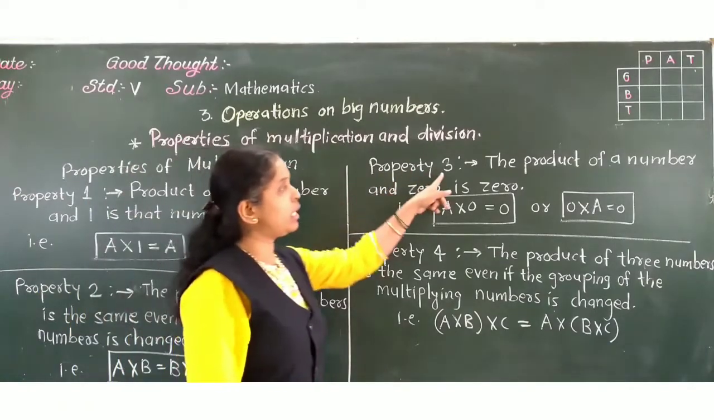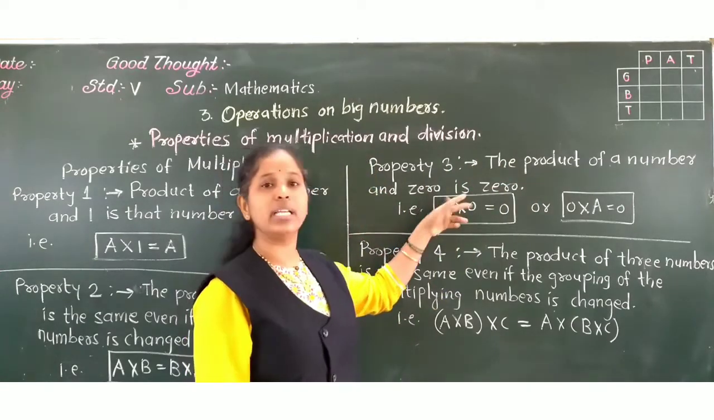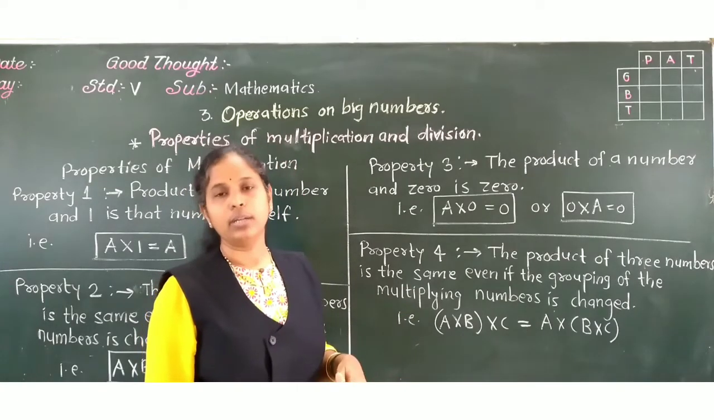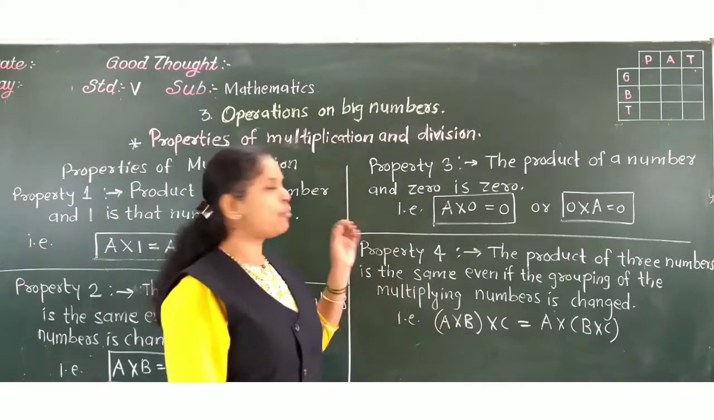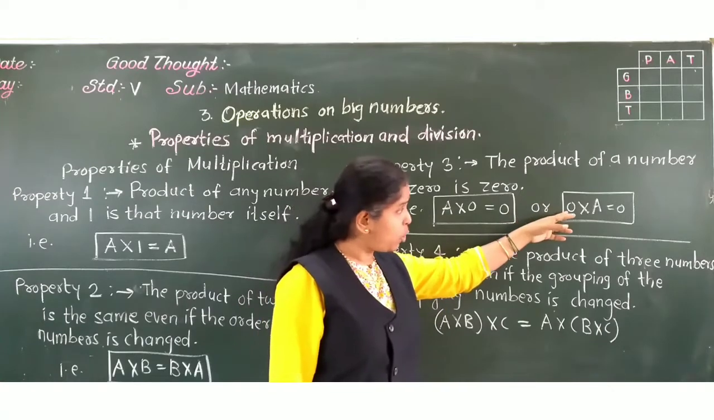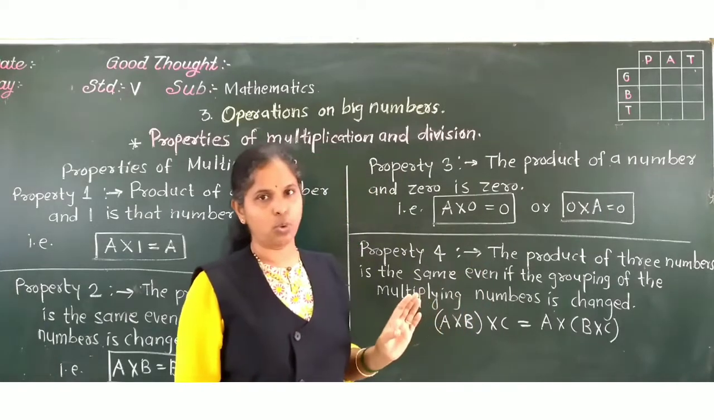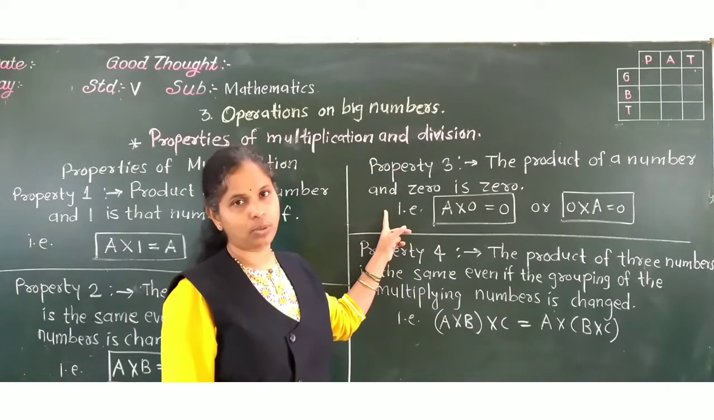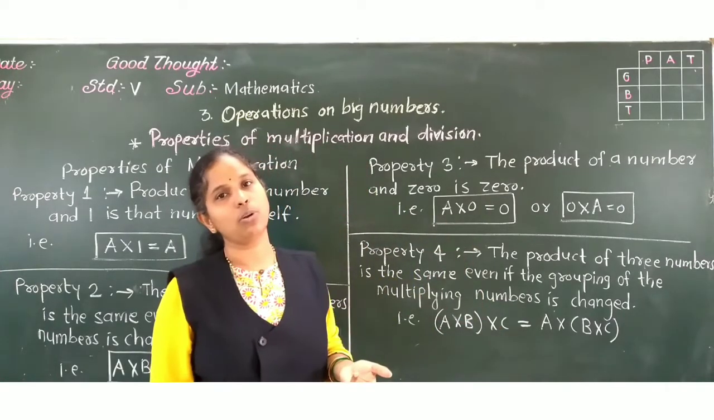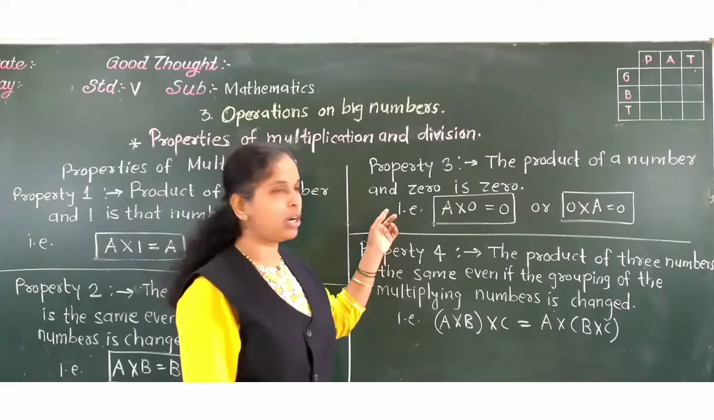Property 3. The third property is that the product of a number and 0 is 0. That means if we multiply any number with 0, the answer we get is 0 only. Suppose A is any number, then A into 0 is 0. Or if you are multiplying 0 by any number, then also we get the answer 0. For example, 6 multiplied by 0, the answer is 0, or 0 multiplied by 8, the answer will be 0. This is the third property.